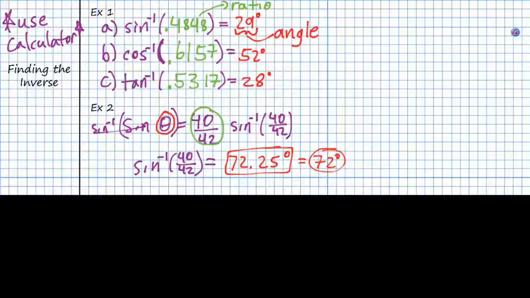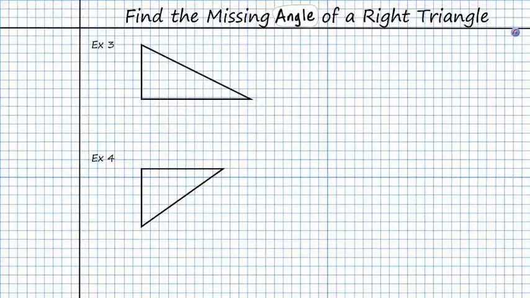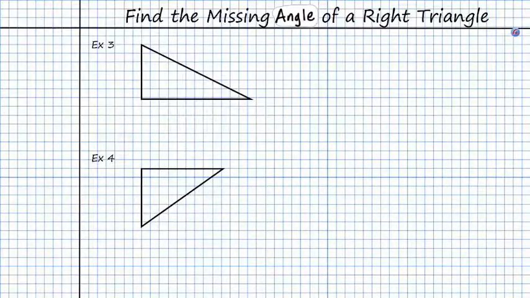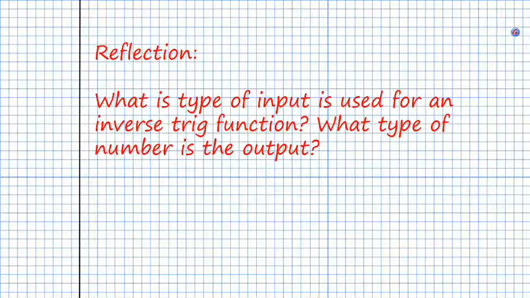For you, there will be another video that will go through examples 3 and 4, and then we're going to do a fifth example as well. Once you're done with the video, go ahead and write this into your journal. You've got these two triangles here, and then we're going to have example 5 that we will work together. Your reflection for today is: what type of input is used for an inverse trig function? What type of number is the output? So what is the type of the input and what is the type of the output?